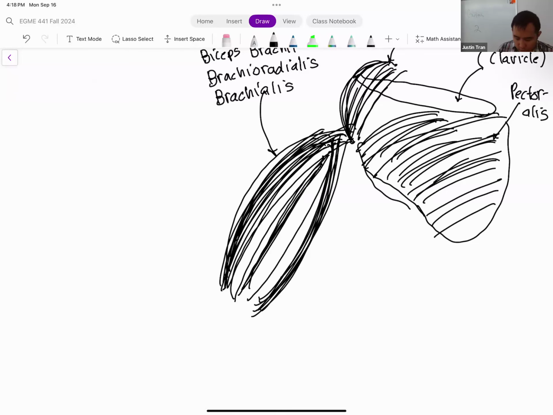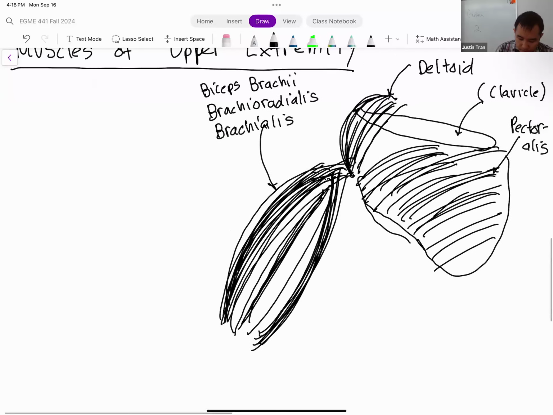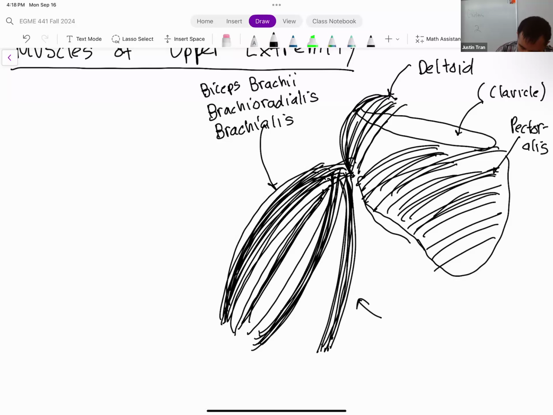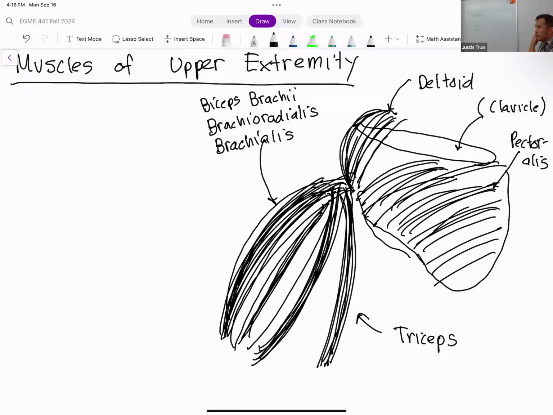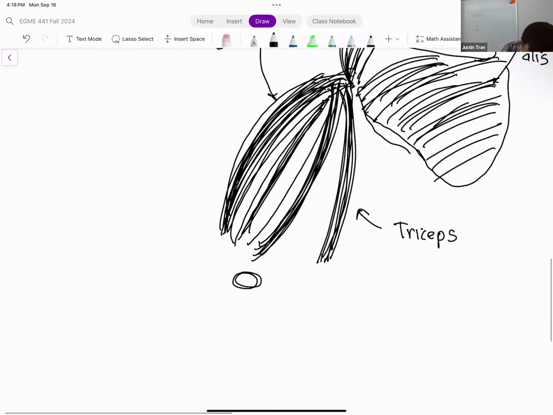All right, so that's looking at the front of your bicep. Let me just draw the muscles first, and then we'll talk about their actions. And then in the back here, behind the arm, is your triceps muscle. So those are all the muscles of your upper arm, excuse me. Let me draw this thing here. So this right here is your elbow joint.